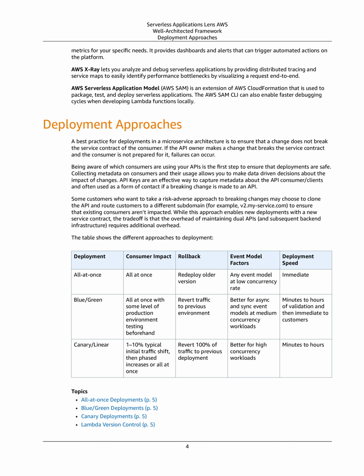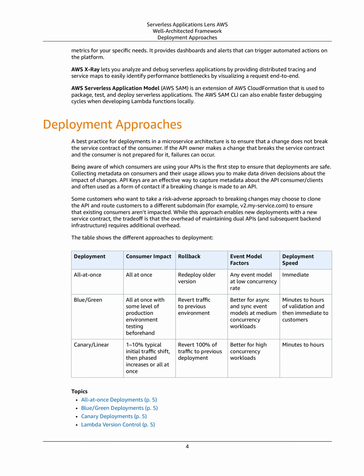Deployment approaches. A best practice for deployments in a microservice architecture is to ensure that a change does not break the service contract of the consumer. If the API owner makes a change that breaks the service contract and the consumer is not prepared for it, failures can occur. Being aware of which consumers are using your APIs is the first step to ensure that deployments are safe. Collecting metadata on consumers and their usage allows you to make data-driven decisions about the impact of changes.